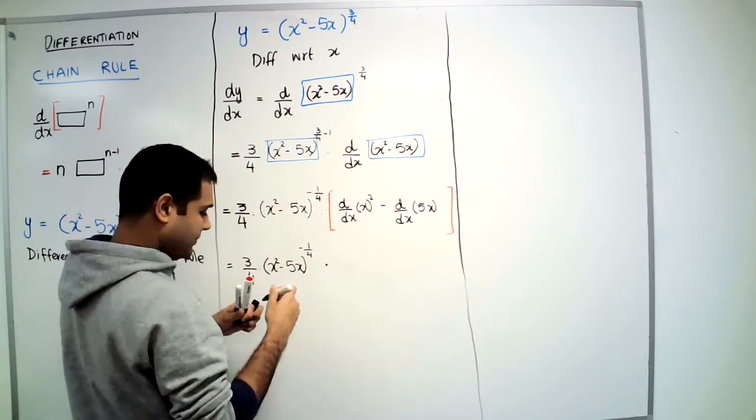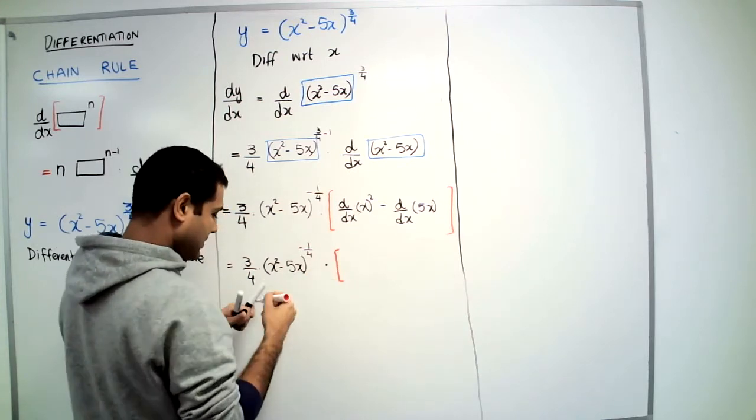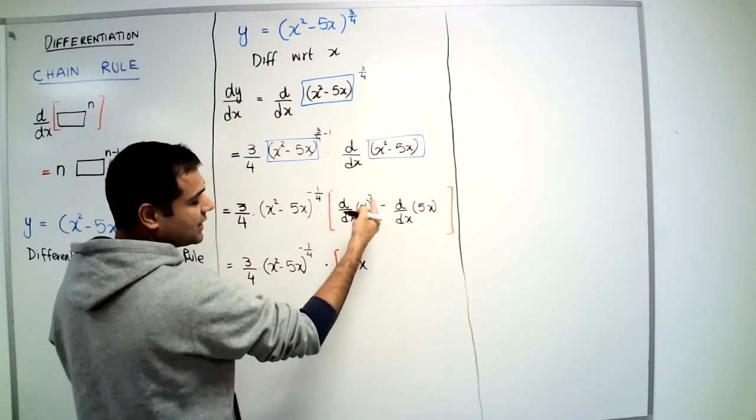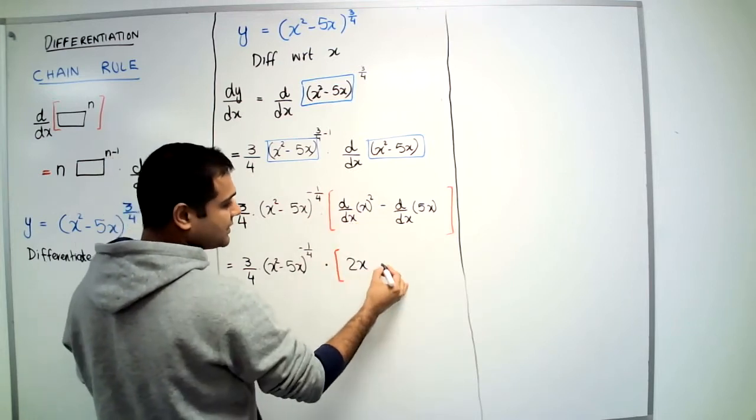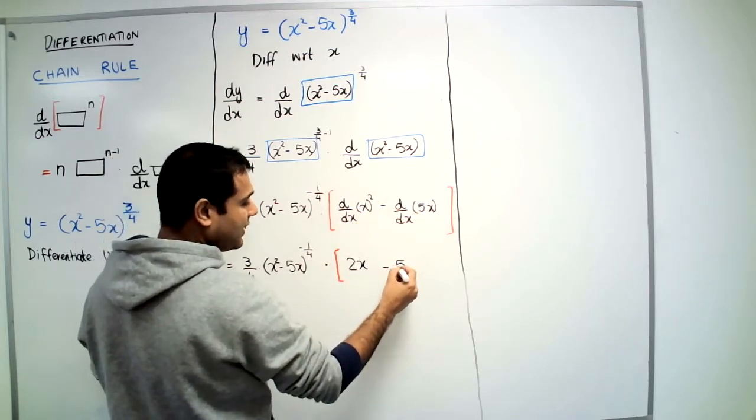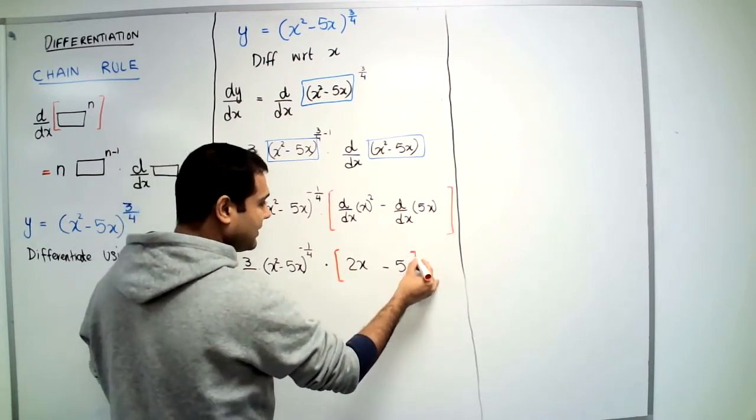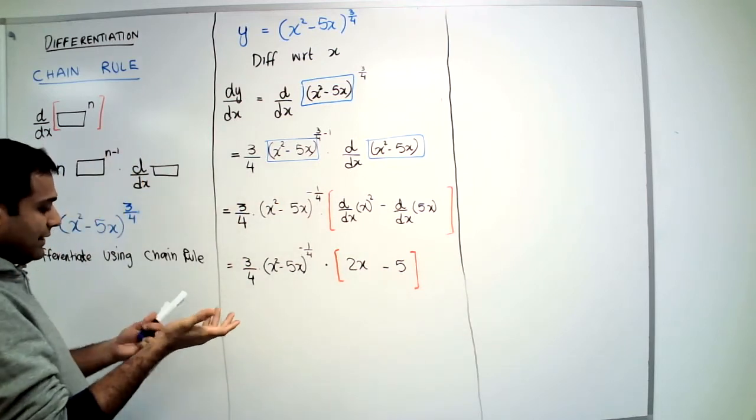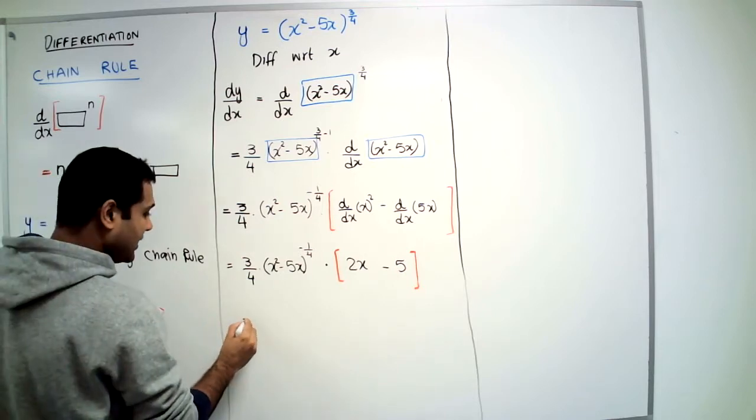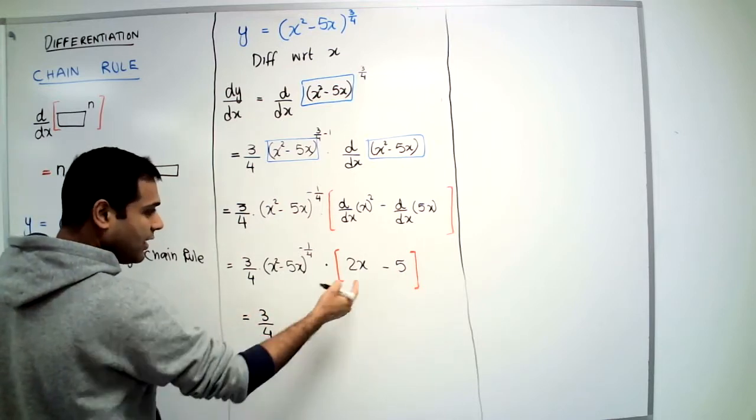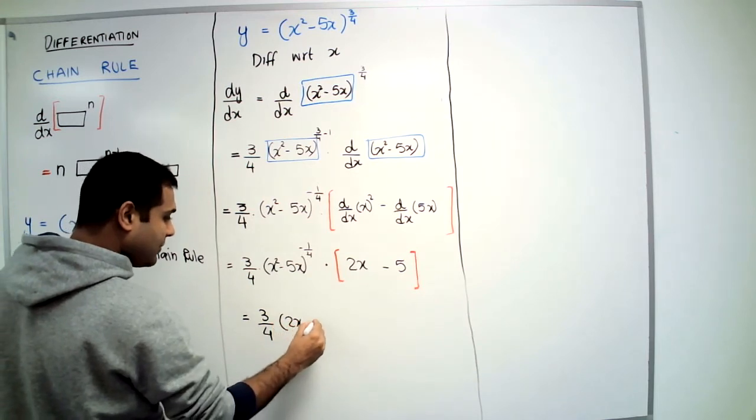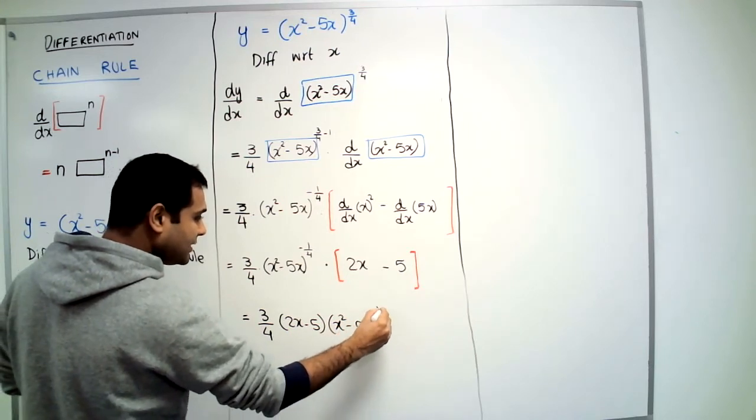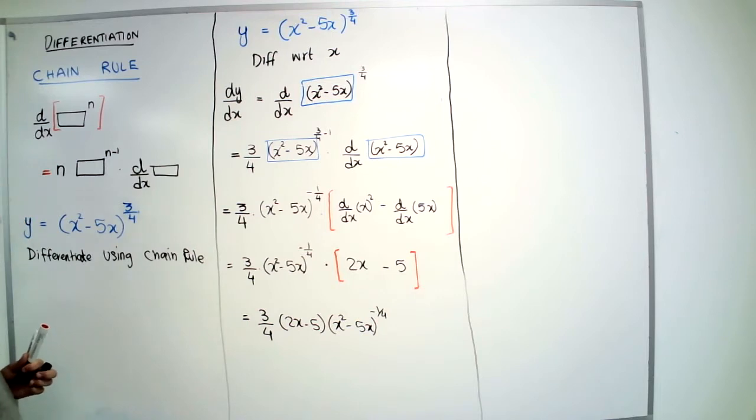And that will become a 2x. You know that one. That becomes just a 2x. 2 comes out, reduce the power by 1, that's it. And d/dx of 5x is just a 5. So I'm kind of skipping the step here. If you want to write that way, that's fine. Or if you want, you can just write that way as well. 3/4, I put that one, 2x minus 5, and I put x squared minus 5x to the power minus 1/4. You can write that way as well.